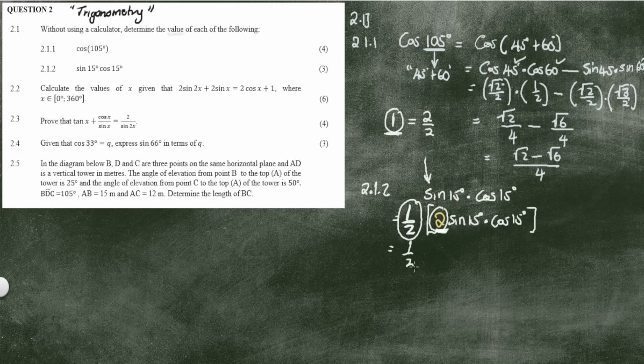Therefore I will have a half, and then when simplifying this, this is actually a double angle. The double angle of sine. So it's going to be sine 2 multiplied by 15 degrees, which is equal to a half of sine 30 degrees.